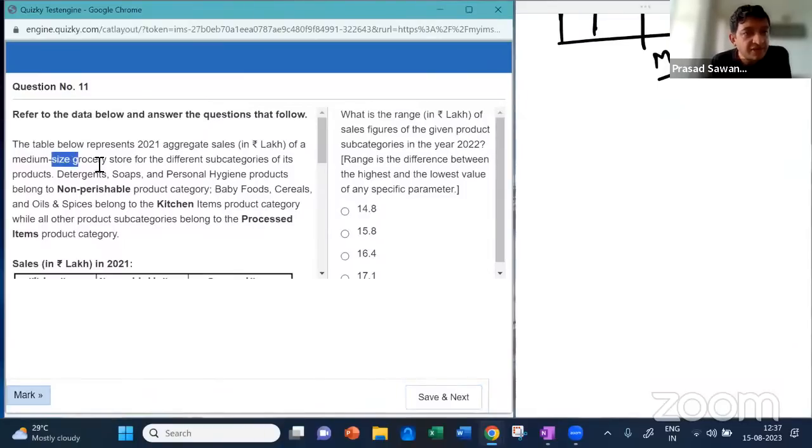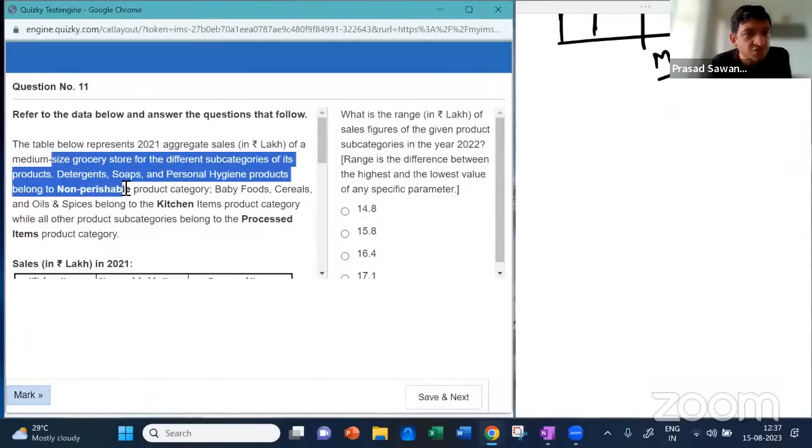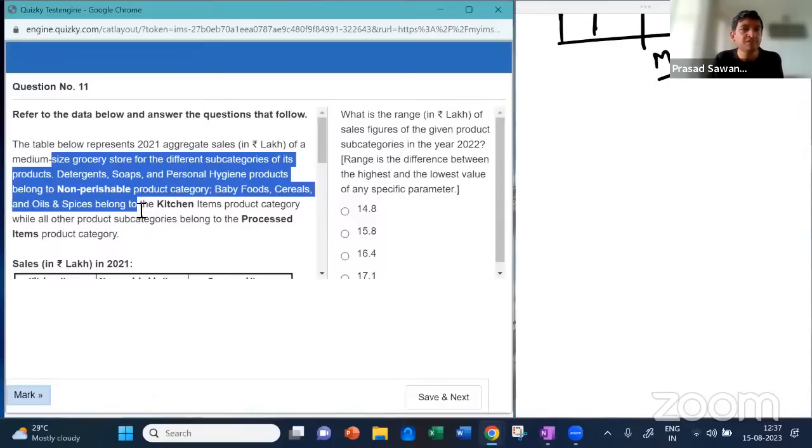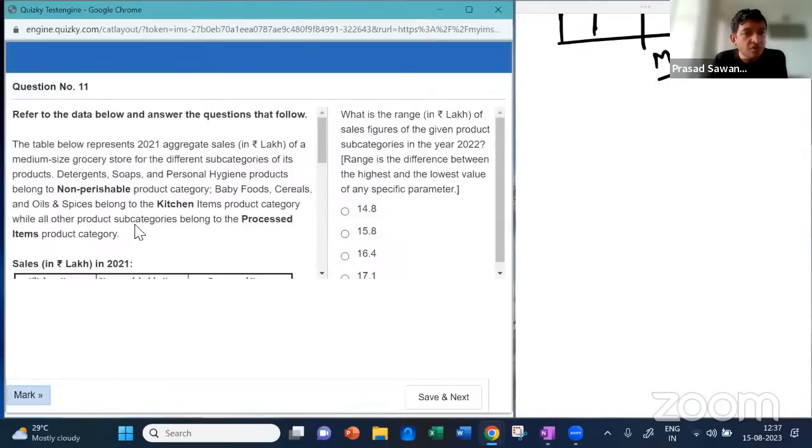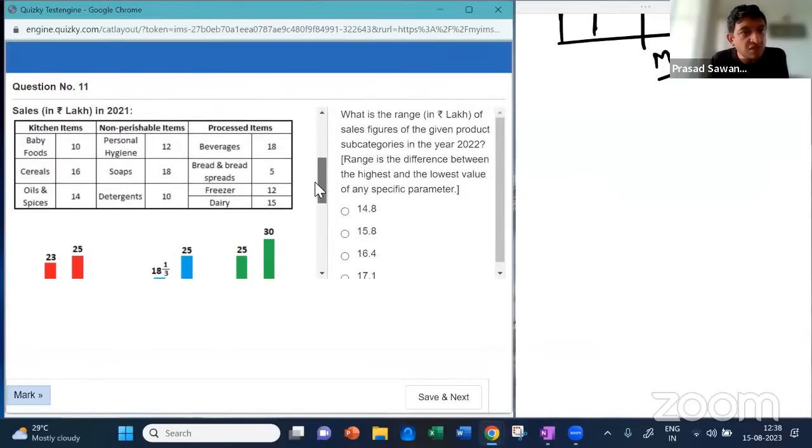Let's see. 2021 aggregate sales of a medium-sized grocery store for the different subcategories of products, detergents, soaps, and personal hygiene products are non-perishable. Detergent, soaps, personal hygiene are non-perishable. Fair enough. Baby food, cereals, oils and spices, kitchen, and others are processed. Okay, so ये कुछ profit and loss वाला I think होगा. Sales is in lakh, 10 lakh, 16 lakh, 14 lakh, 12, 18, 10, 18, 5, 12, 15. So ये 3 types, which is fine.